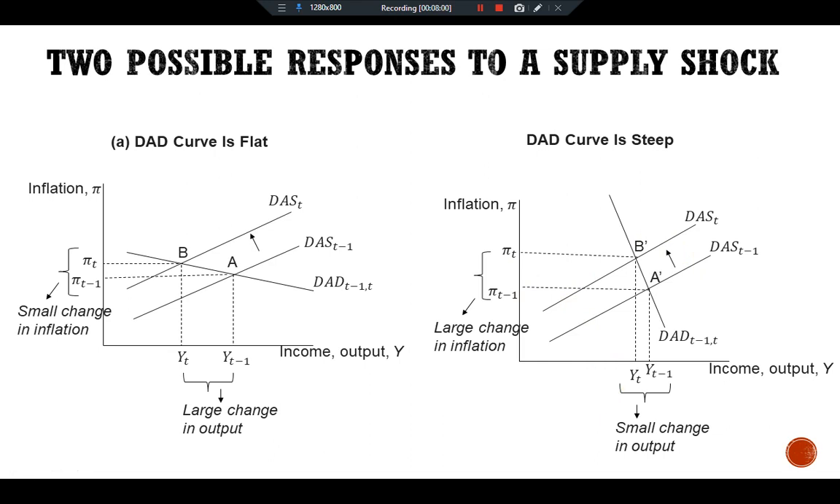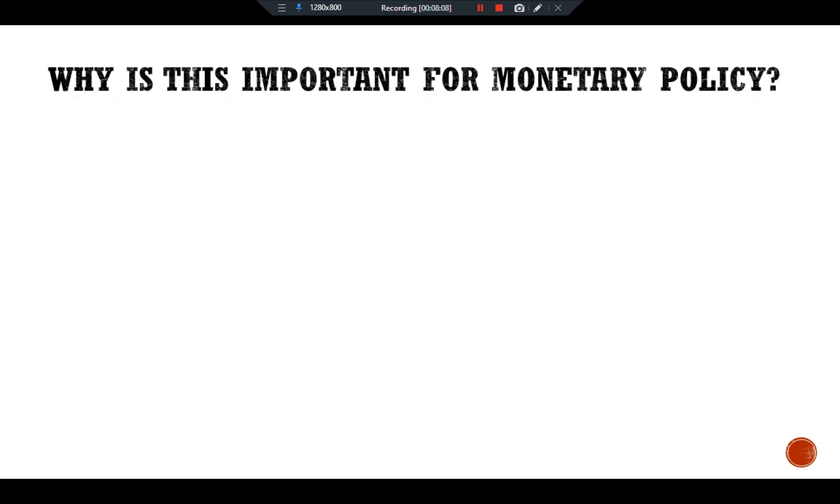So let's discuss another important question related to these two possible responses. Here we have: why is this important for monetary policy?